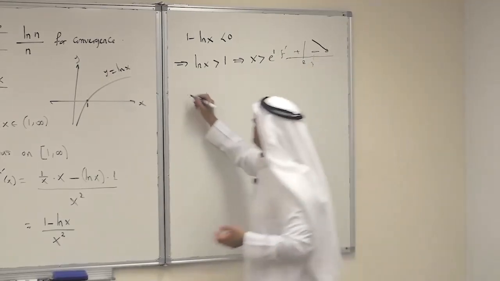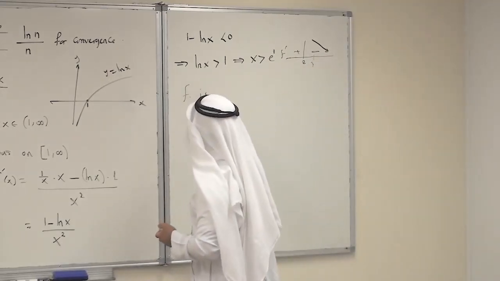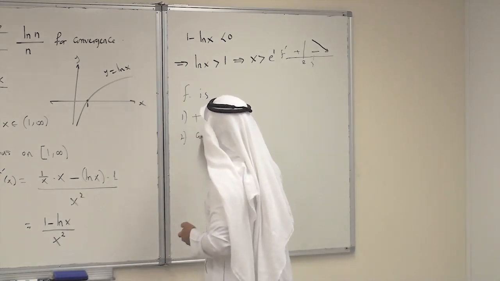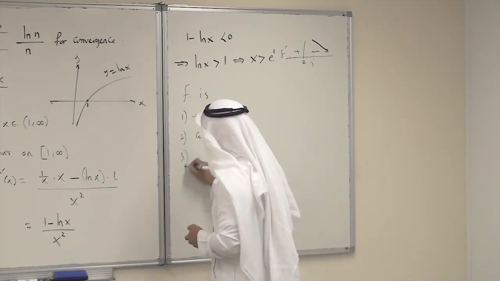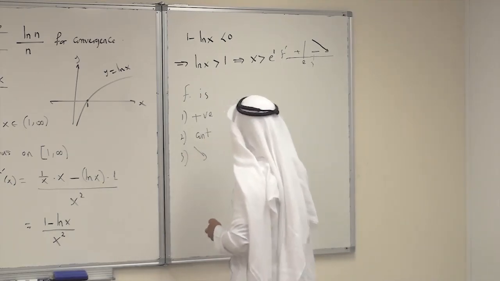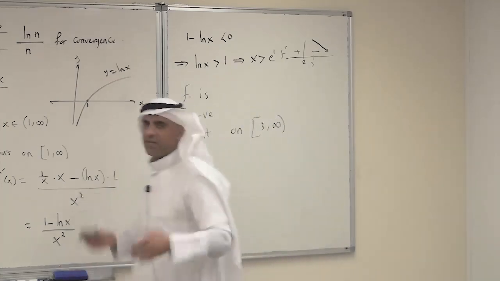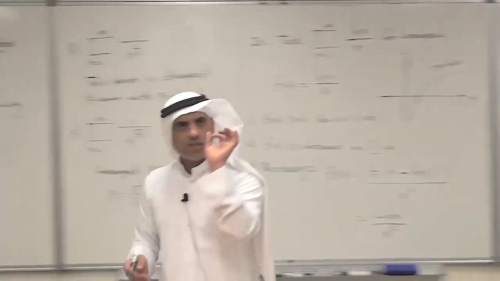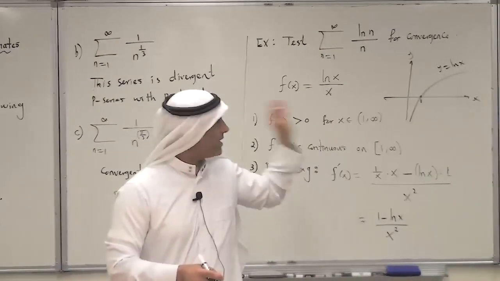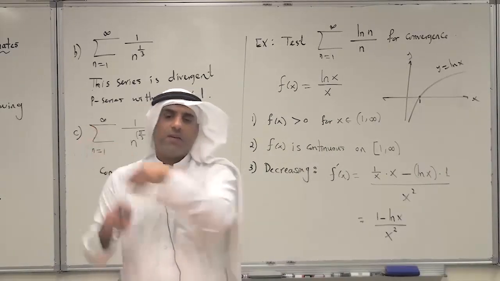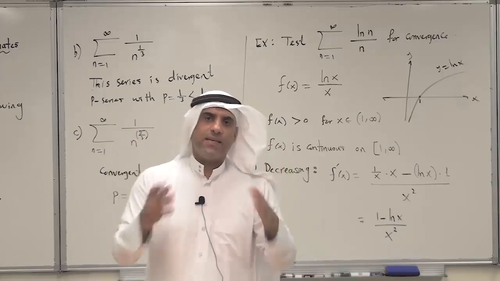So we have the function f is what? One, positive, let us write it this way. Second one, continuous, we have no problem. The third one, it is decreasing on what? 3 to infinity. Is it enough? Yes, it is enough. If you can prove that this function is positive, decreasing, etc. on a specific interval from n positive integer up to infinity, you can still apply the integral test.